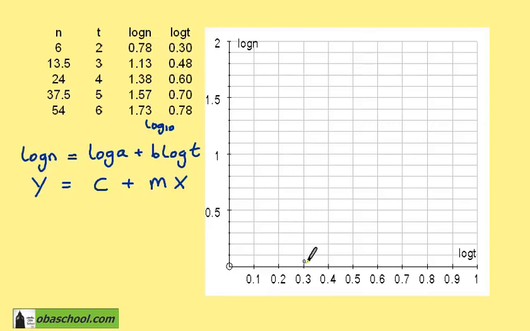So we plot 0.3, 0.78, 0.48, 1.13. Of course, on graph paper you can do this more accurately. 0.6 against 1.38, 0.7, 1.57, and 0.78, 1.73.